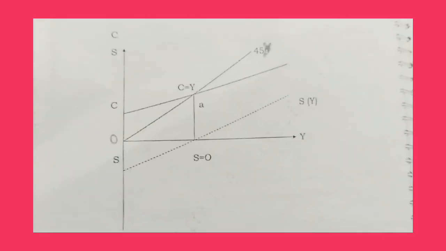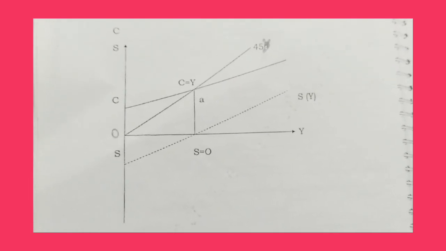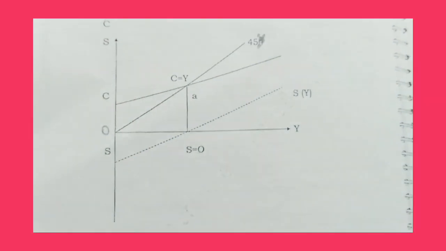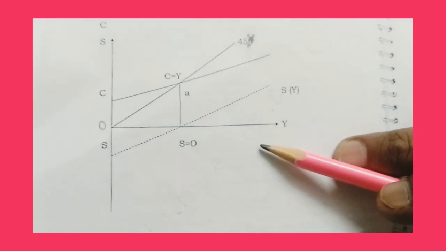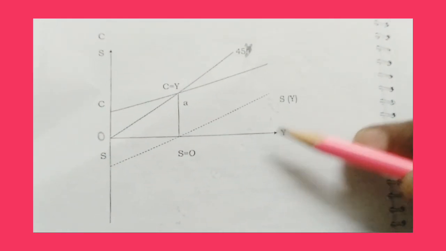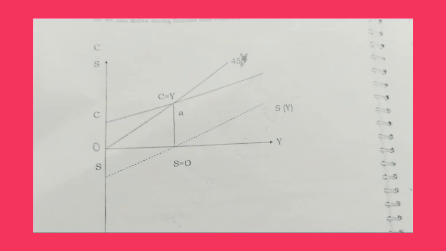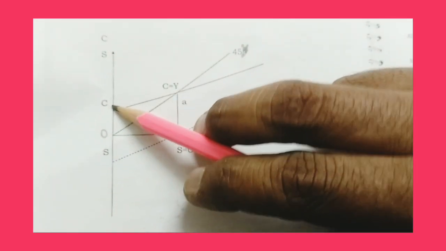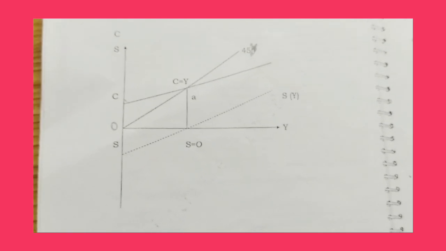This can be explained with the help of a diagram. In the above diagram, saving and consumption are measured on the vertical axis and income is measured on the horizontal axis. CY represents the consumption function. OC is the level of consumption at the zero level of income.